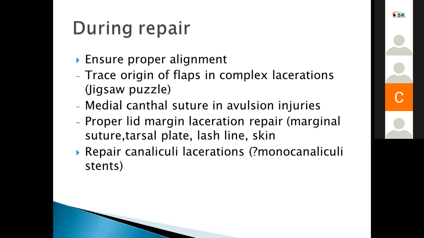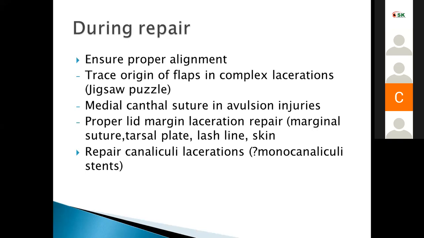Proper lid margin laceration repair. If there is a lid margin laceration, then you go ahead and do the proper repair. Of course, I don't want to go into details because this is very basic, but suturing the tarsal plate is the most important point. Make sure that the tarsal plate is sutured. You will need to place another stitch on the lash line and make sure that the lid margin suture is reflected on it, and make sure that the skin is well done.